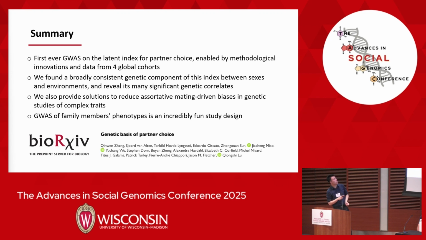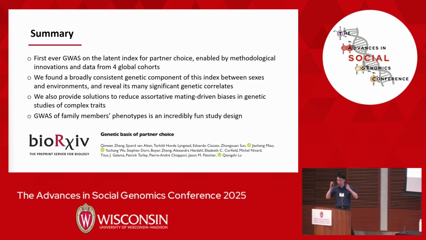So, in summary, first I have a GWAS on this latent index for partner choice, really enabled by interdisciplinary collaboration of statistical genetics people and economists, and found surprisingly a consistent genetic component between sexes and between at least 2 different countries. In the future, of course, we're interested in expanding that to even more environmental contexts. And we even provide some solutions to potentially reduce assortative mating-driven biases in complex trait genetic studies.